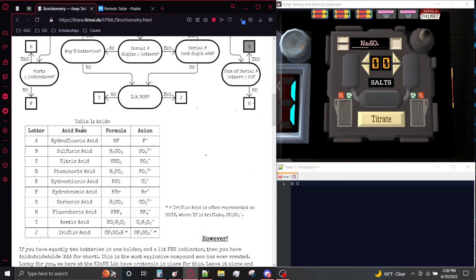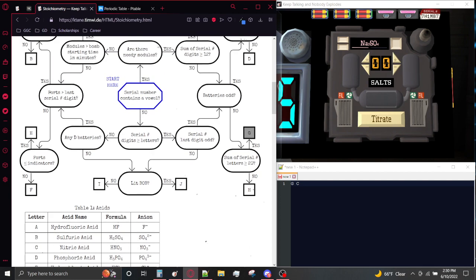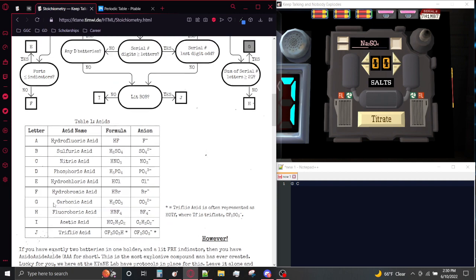The acids are listed in this table. We have the letter associated with them, which is what you get from the flowchart. You have the name, which I'm not going to be using. Then we also have the formula and the anion.